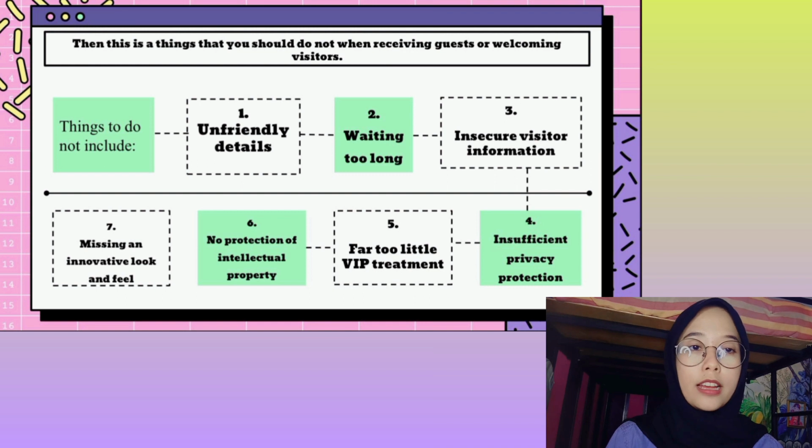Okay, for number 1, unfriendly details. "Welcome to our company" is a hospitable expression, but one that is seldom heard by visitors. Ensure a customer-friendly reception and ask your staff to give visitors a personal welcome. Practice makes perfect.